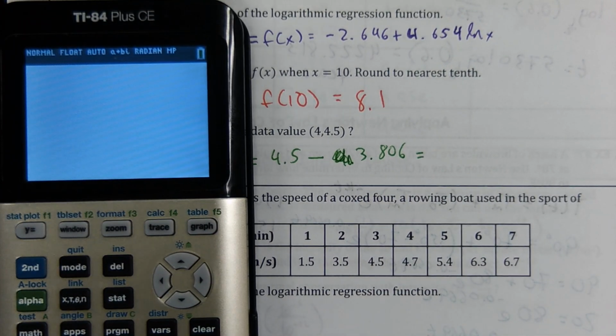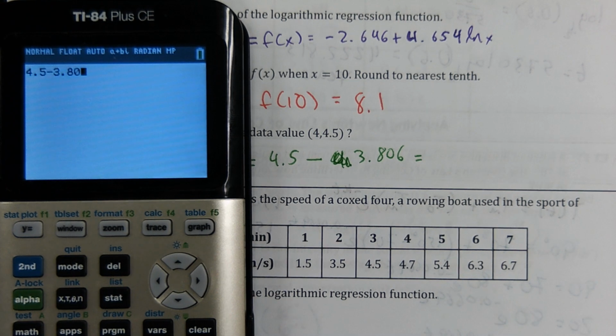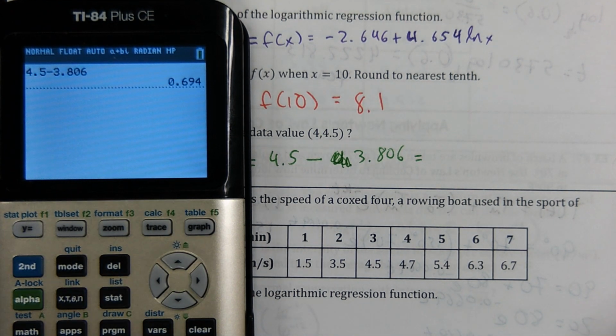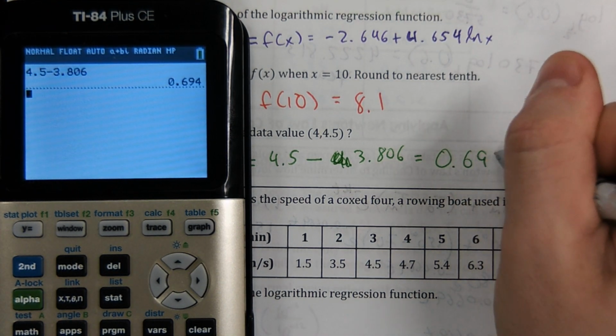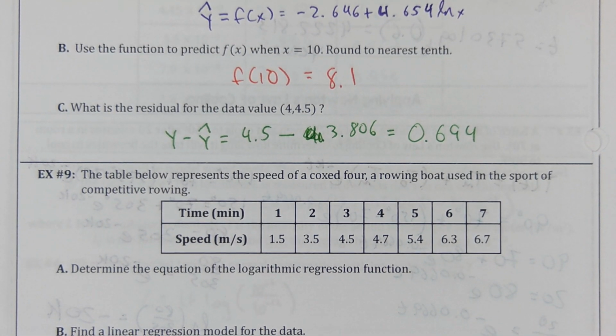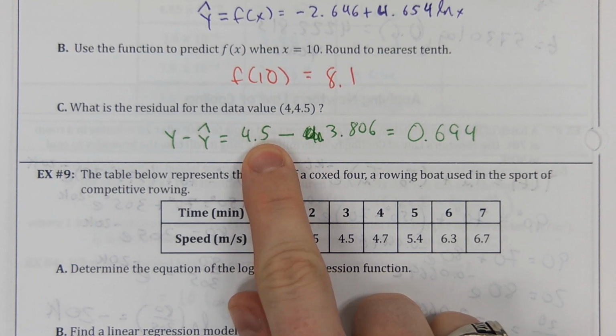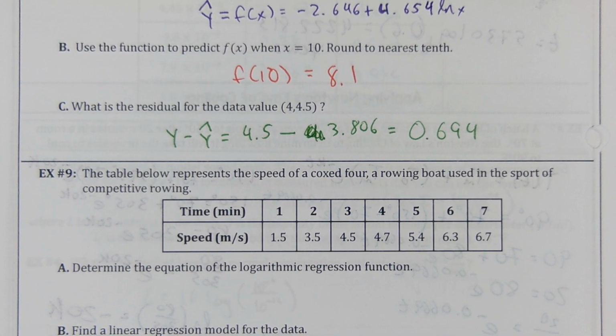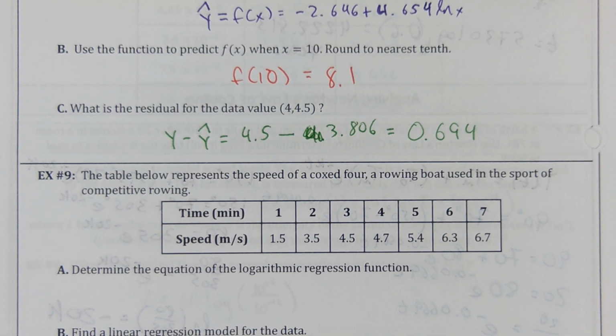And then we just subtract whatever 4.5 minus 3.806 is, 0.694. There it is. So remember, a positive residual means the actual y value is above the model, which we can see because it's a bigger number. Not too bad, right? I think the hardest part about this is, did you remember how to do residual stuff? That it's always y minus y hat.